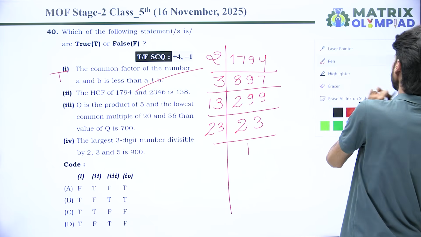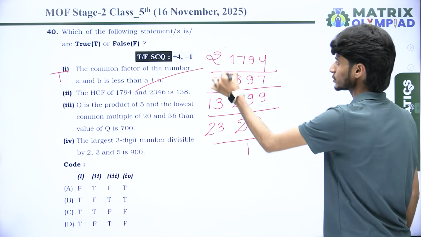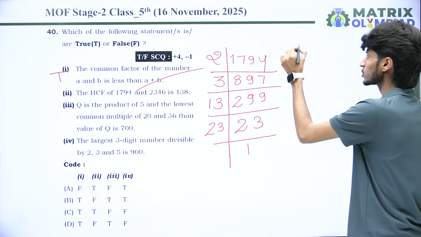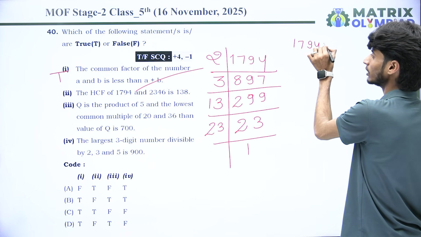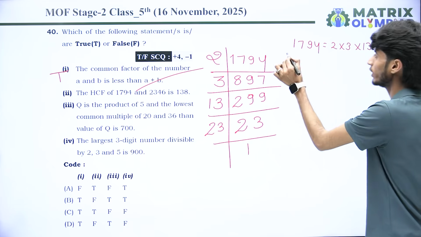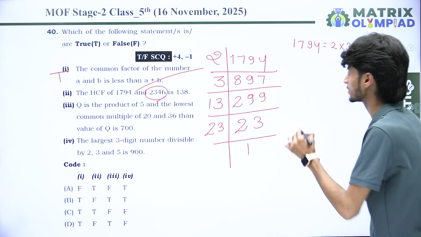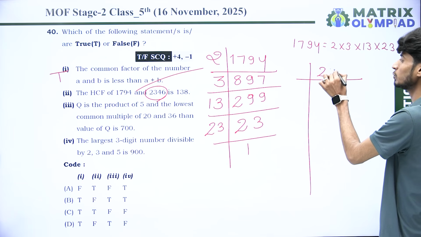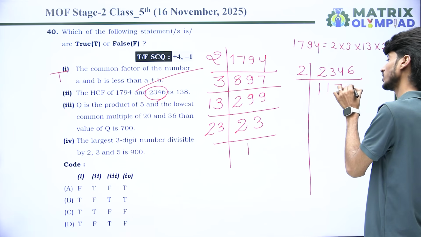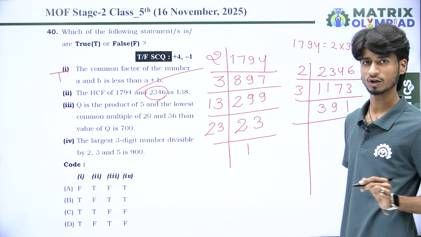Whenever we find out the prime factorization of 1794, the prime factors of 1794 are 2, 3, 13, 23. So we can write here 2 multiply 3 multiply 13 multiply 23, which is equal to 1794. Now we have the next number, which is 2346. So let's find out the prime factorization of 2346 also. So we take 2, then we get 1173. Now we take 3, then 3 3s are 9, 9 3s are 27, 1 3s are 3.